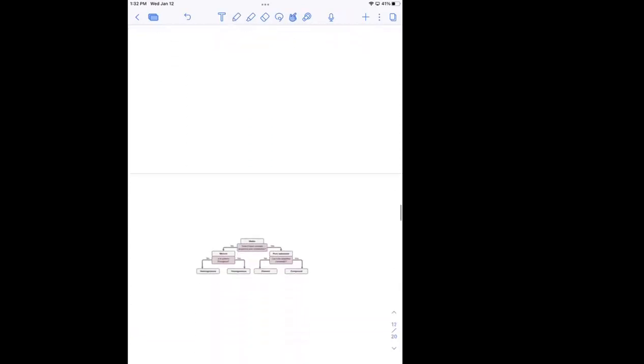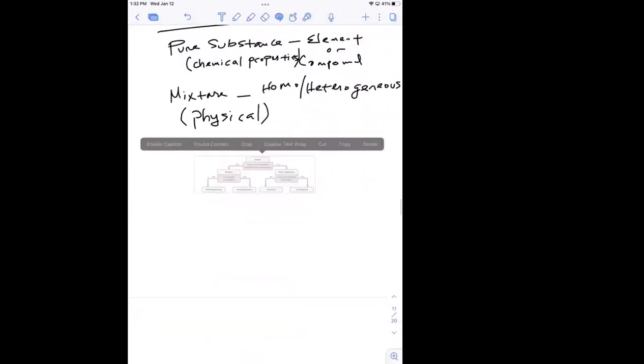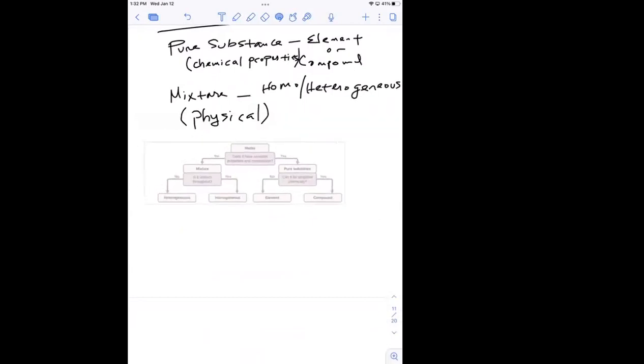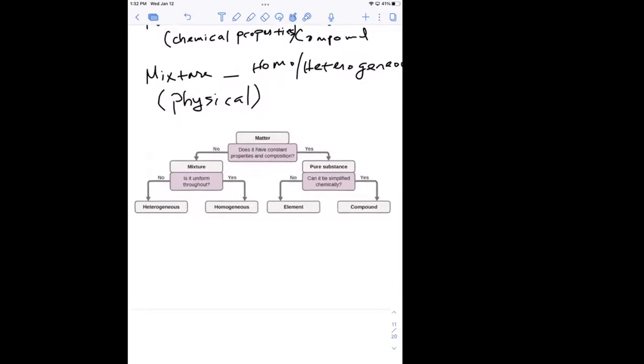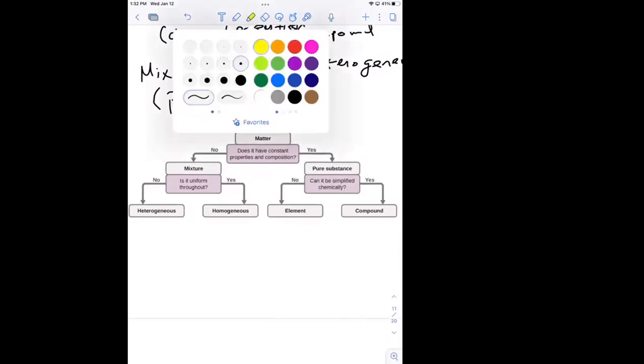But I'm going to grab this chart, because this chart is going to help us understand the differences between what we call a pure compound, I'm sorry, a pure substance versus a mixture. So matter itself exists, and we know that it can exist in 4 phases. The question we ask now is whether or not that matter, can y'all see that? Yes, sir. All right.